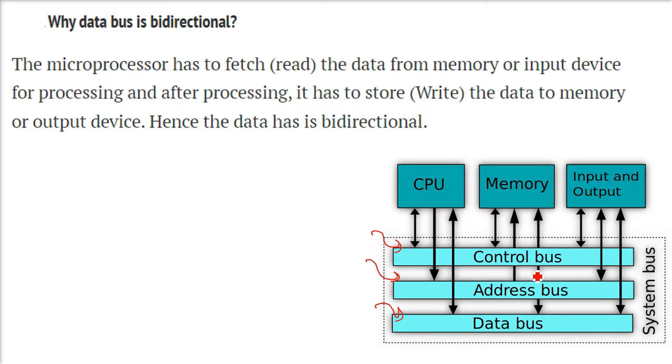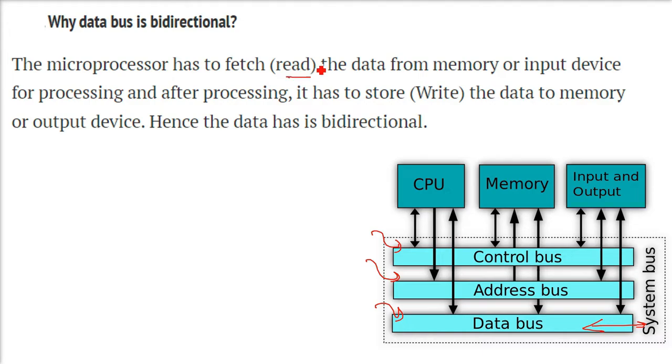So the address bus is going to fetch the memory, the memory address. But data can go in both directions. It can be saved, it can be fetched also. So the address bus needs to be in one direction, unidirectional.